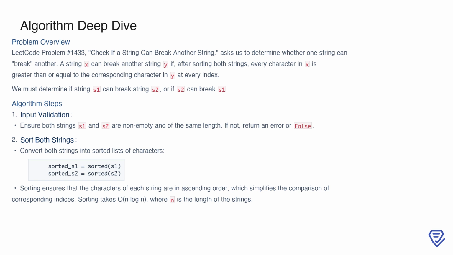To solve this, we start by validating the input. Both strings must be non-empty and of the same length, otherwise, the function should return an error or false. Next, we sort both strings. Sorting them ensures that the characters are in ascending order, making it easier to compare them index by index. This preprocessing step has a time complexity of O(n log n), where n is the length of the strings. By sorting, we lay the groundwork for an efficient comparison in the next steps.